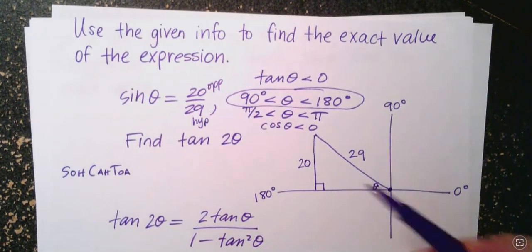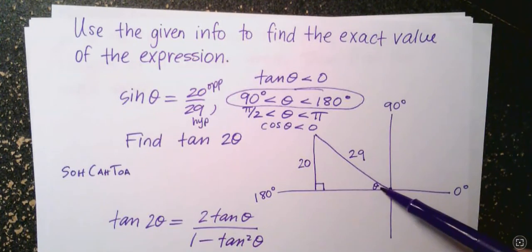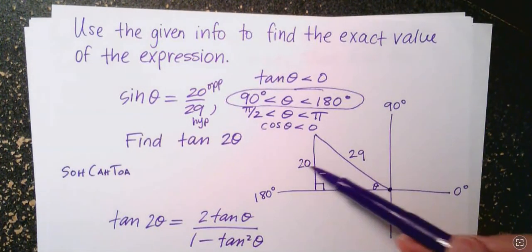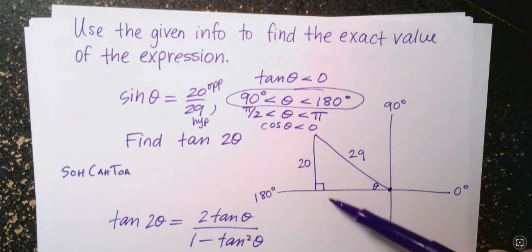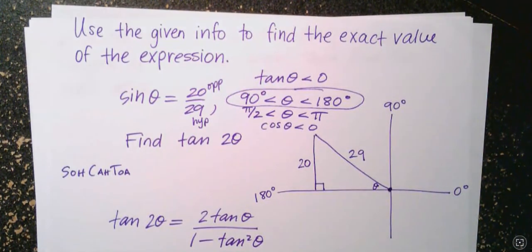So I need to find the tangent of this guy, which means I need opposite over adjacent, which means I need to find this missing side. Okay, this is a Pythagorean triple. Just checking myself to make sure I don't lose my mind. Well, I thought it was. Yeah, it is. And this will be 21.